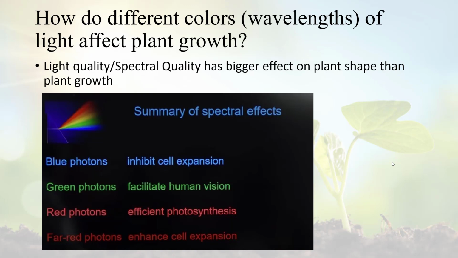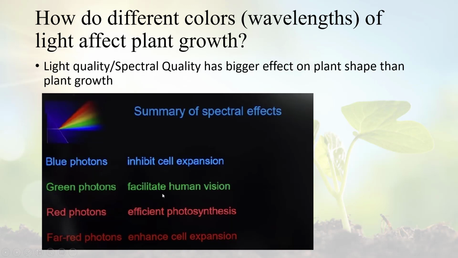the light intensity that we were just looking at, the PPFD value or the daily light integral. If we're looking at yield, or overall growth, that's more important than the particular colors that we are growing our plants under. Where color has a bigger effect is on plant shape. We can see a summary of those effects down below, where blue light tends to inhibit cell expansion. So blue light tends to make our plants smaller or shorter.